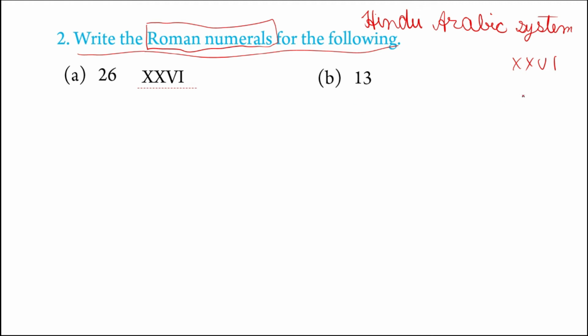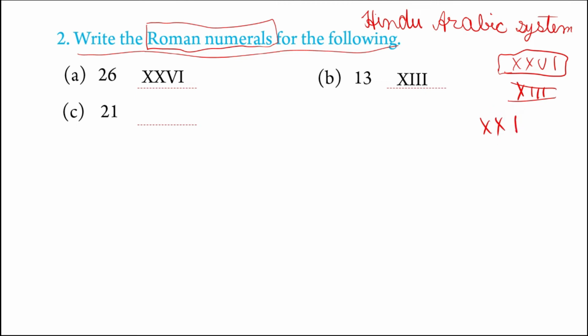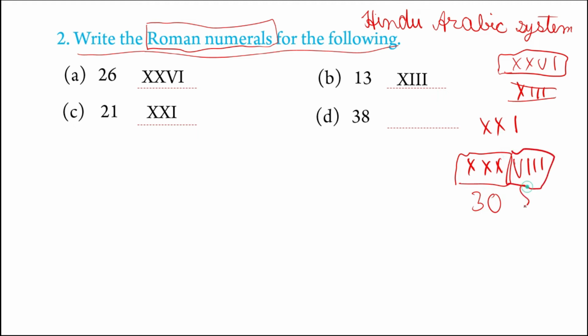10 is X and 3 is triple I. So XIII is our answer. C is 21. So 20 is double X and 1 is I. That means 21 is equal to XXI. D is 38. That means triple X and VIII. Triple X is 30 and 8 is written as VIII. That means 30 plus 8 is 38. So XXXVIII.